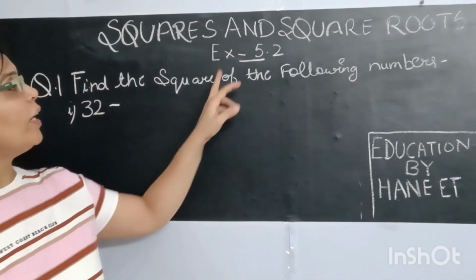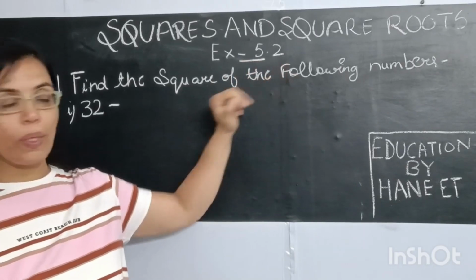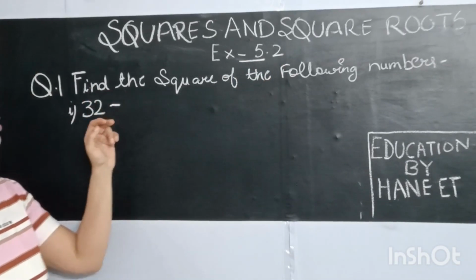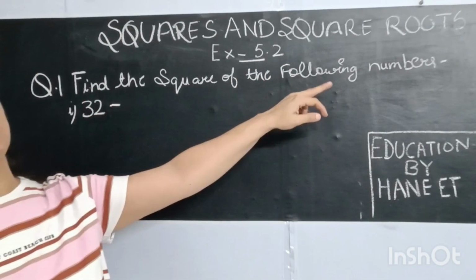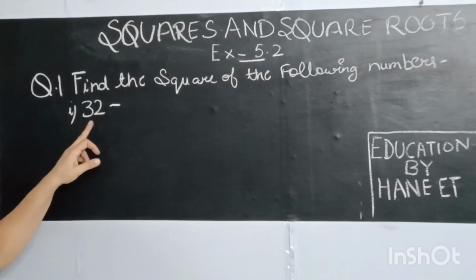Hi. So today we are doing exercise 5.2. Okay. So let's see the first question. Find the square of the following numbers. So the first part is 32.